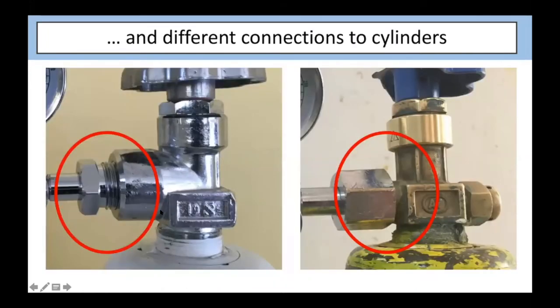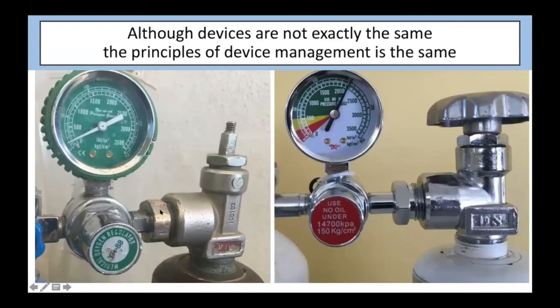The connections are different. Here shows the different connections and how these work. The nut that you would turn, the way that it fits to the cylinder, is different. You will want to be prepared for that. And although the devices are not all exactly the same, the principles of the device management are the same. Here you see completely different looking arrangements of the regulator and the regulator gauge, but really they're doing the same function for you. Please be prepared to be familiar with both kinds. You may have both kinds in your own hospital.